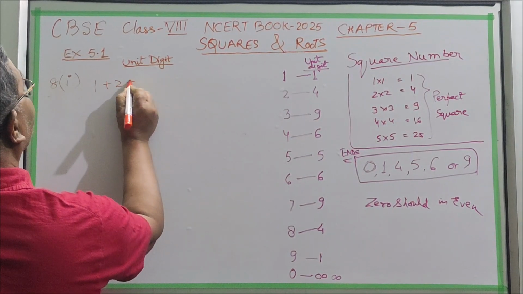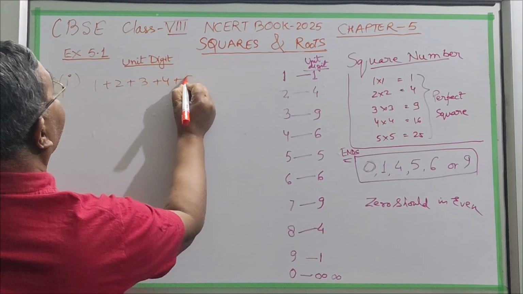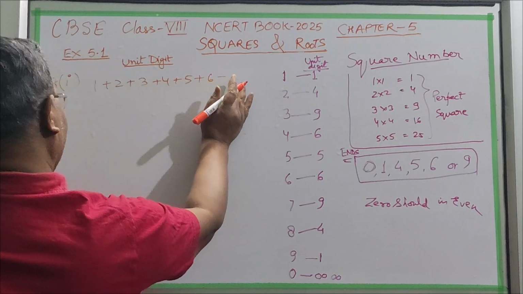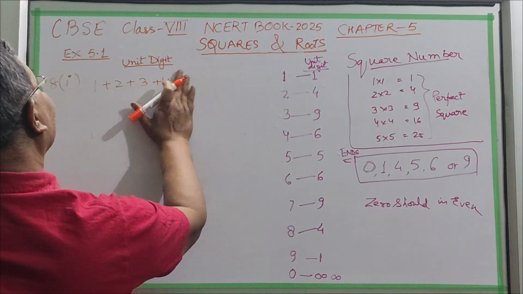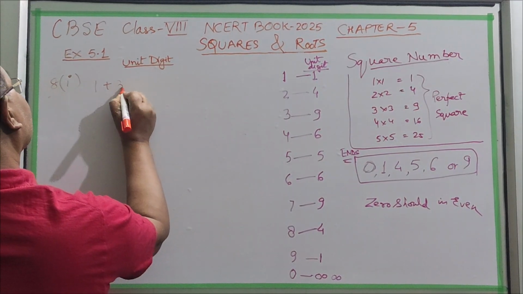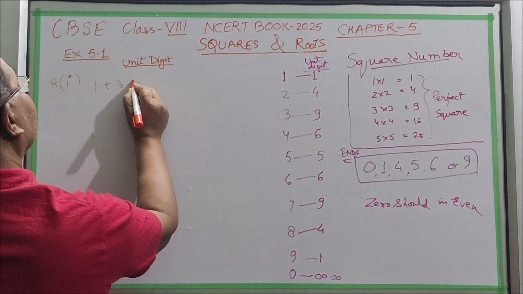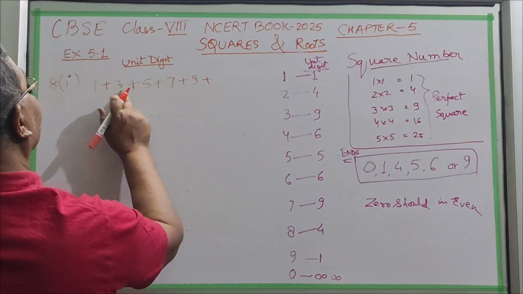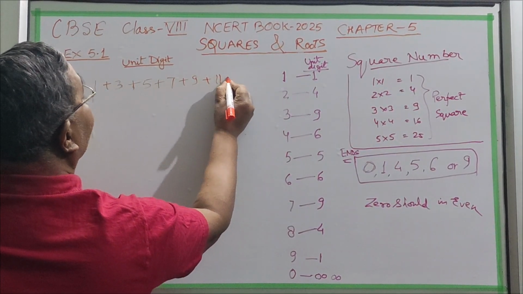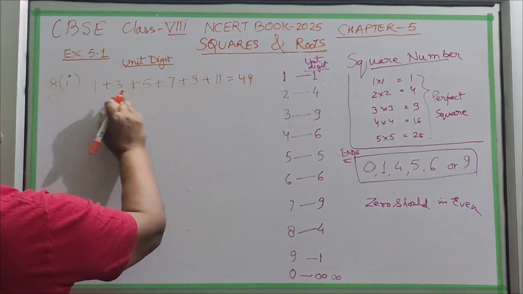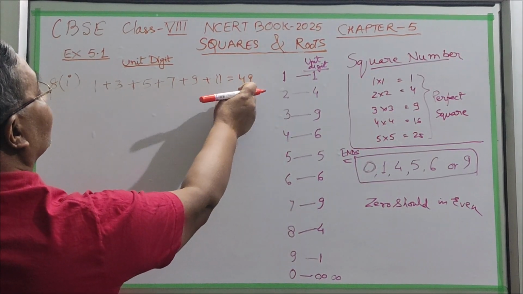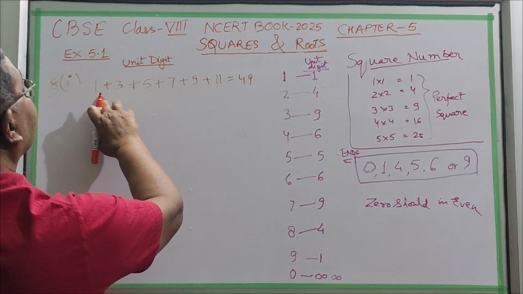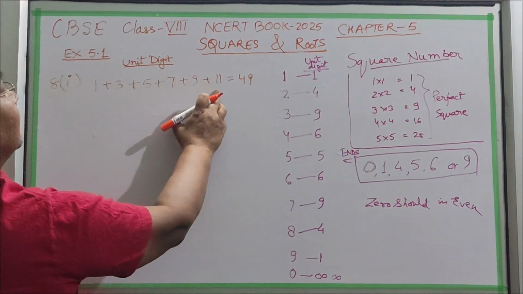1, 2, 3, 4, 5, 6, and you have to write the odd numbers, because that property is of odd numbers. So 1 plus 3 plus 5 plus 7 plus 9 plus, 1, 2, 3, 4, 5 and 6. So its total will be 49, because here 7 numbers are there. So its total will be the square of the count.